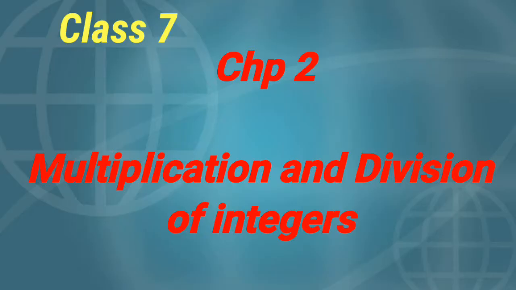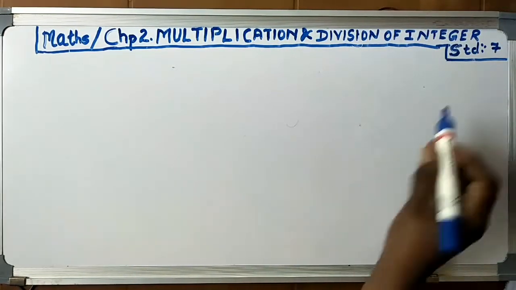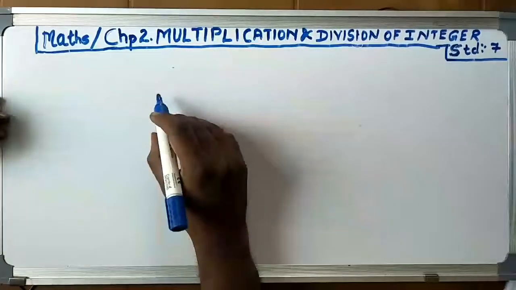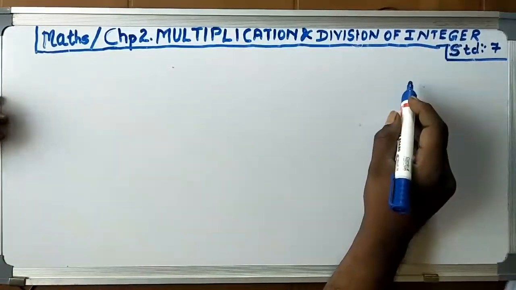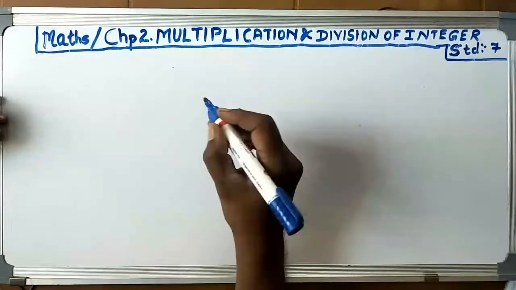Today you will be learning Standard 7 Chapter 2, Multiplication and Division of Integer. Welcome students. Today we will learn multiplication and division of integer for Standard 7. Before studying the multiplication and division of integer, let us learn the golden rules.